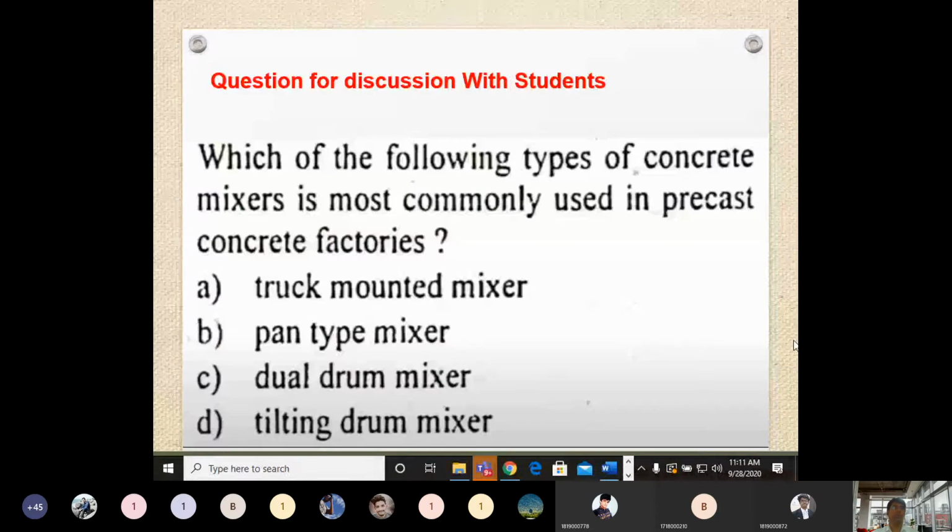Then we have a question for discussion with the students. Today's discussion question for all of you: which of the following types of concrete mixer is most commonly used in a precast concrete factory? The first option is truck mounted mixers, then pan type mixers, then dual drum mixers, and the tilting drum mixers. The question is for discussion. Which type of the following concrete mixers is most commonly used in precast concrete factories?